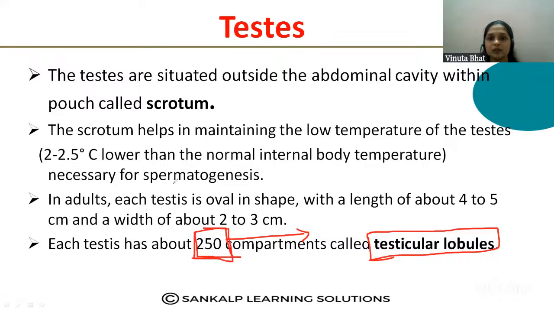Okay. So here, if you take the structure of the testes, just imagine this is a testis. It is covered by fibrous tissues, and inside the testes you can see compartments like this. These compartments you can observe. This is one compartment and this one is one compartment.